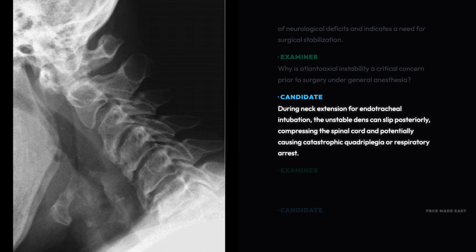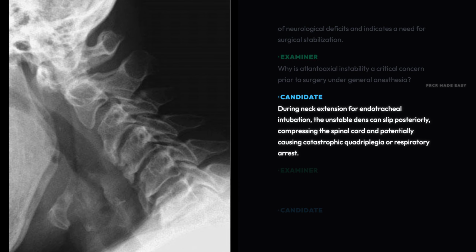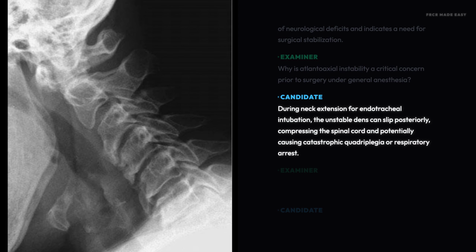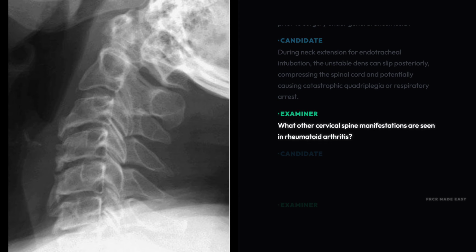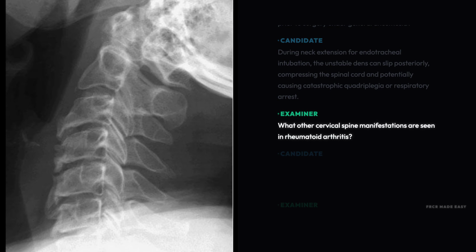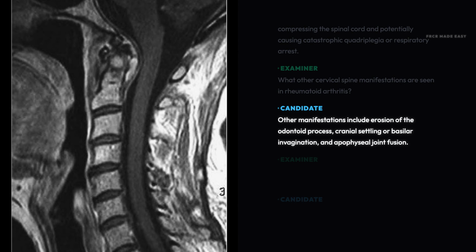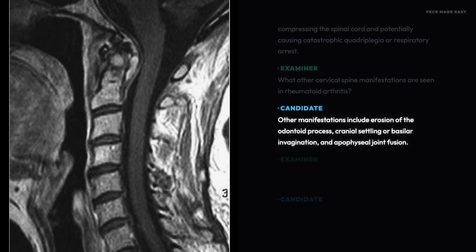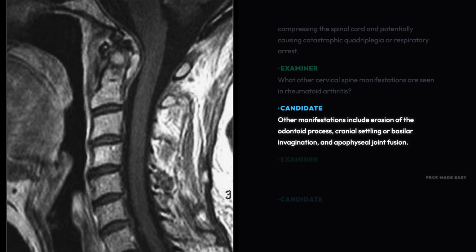During neck extension for endotracheal intubation, the unstable dens can slip posteriorly, compressing the spinal cord and potentially causing catastrophic quadriplegia or respiratory arrest. What other cervical spine manifestations are seen in rheumatoid arthritis? Other manifestations include erosion of the odontoid process, cranial settling or basilar invagination, and apophyseal joint fusion.